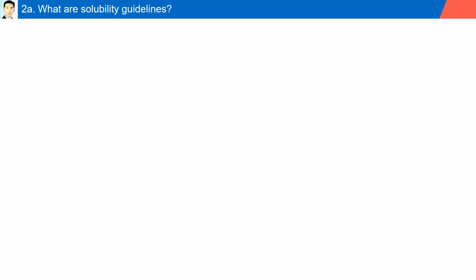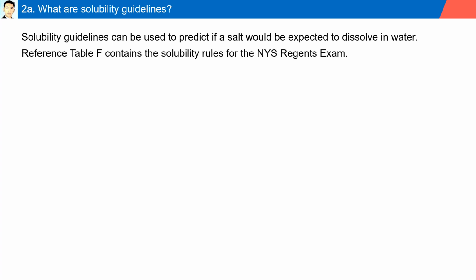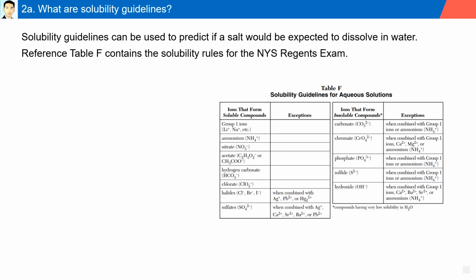What are solubility guidelines? Solubility guidelines can be used to predict if a salt would be expected to dissolve in water. Reference Table F contains the solubility rules for the New York State Regents exam.